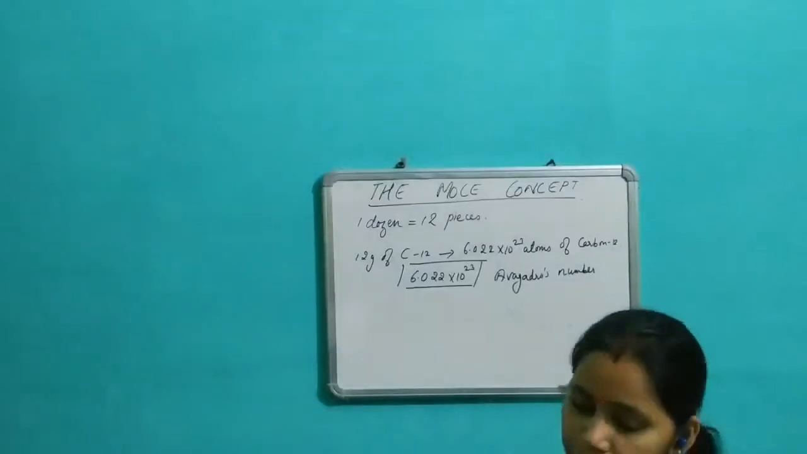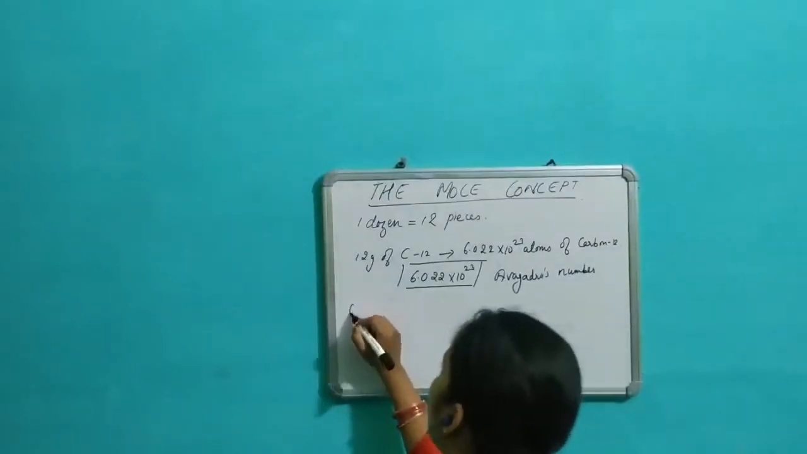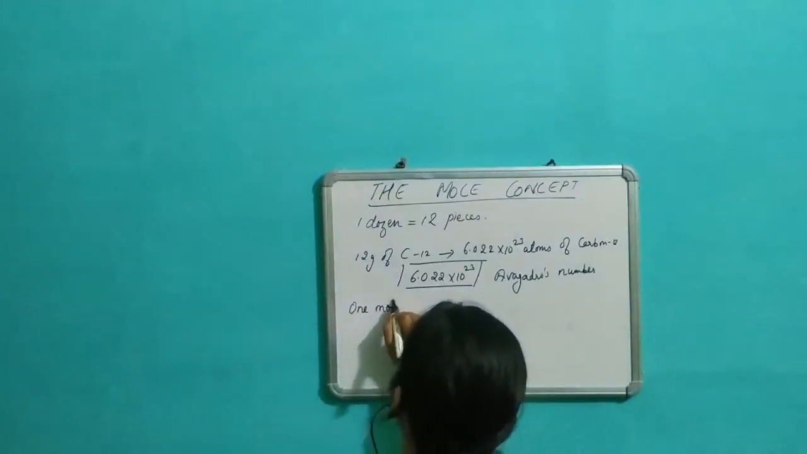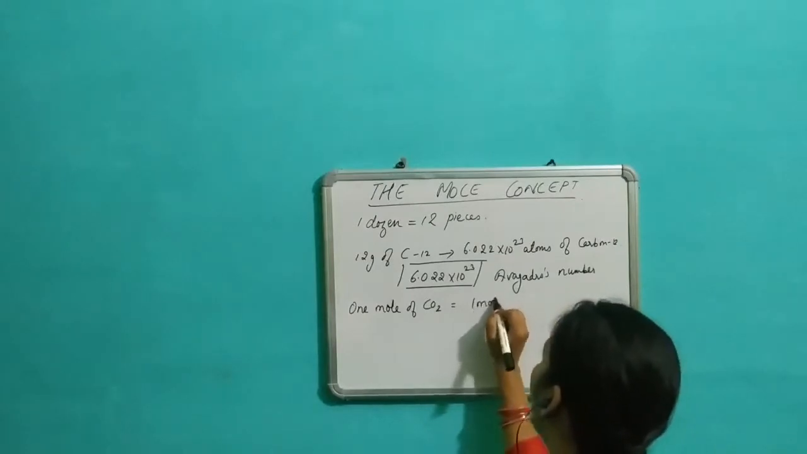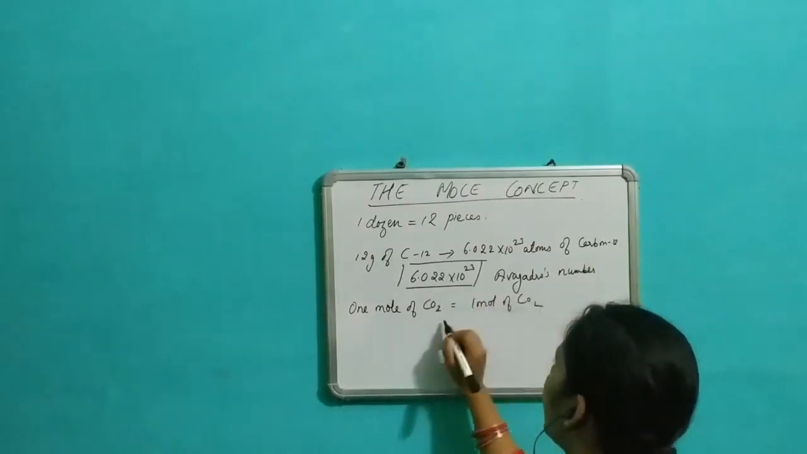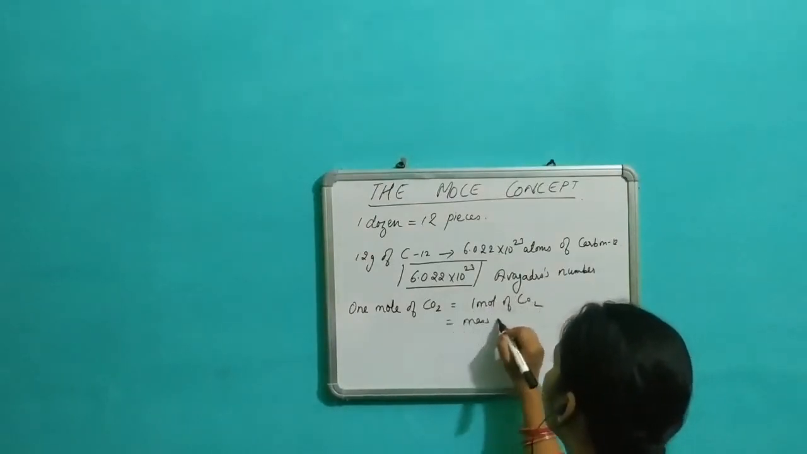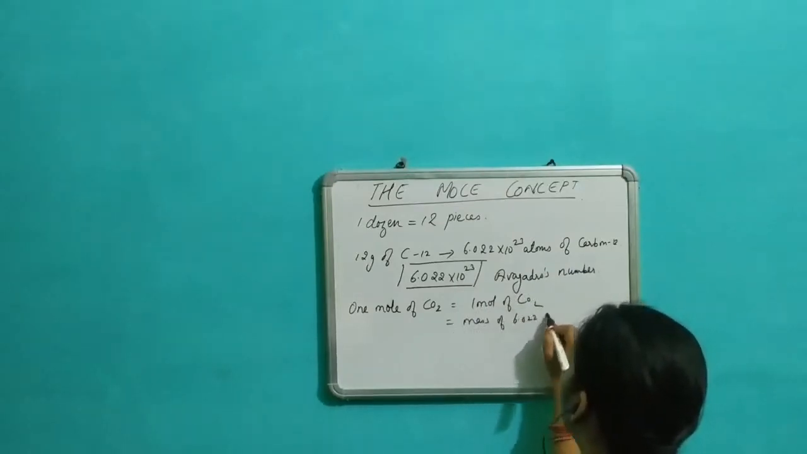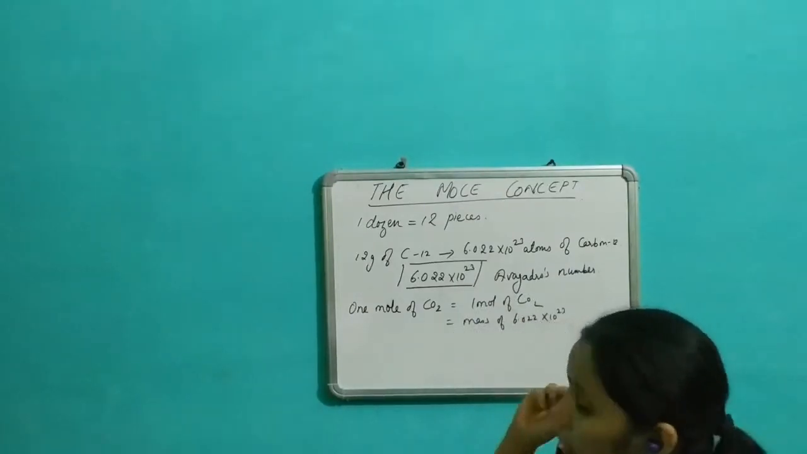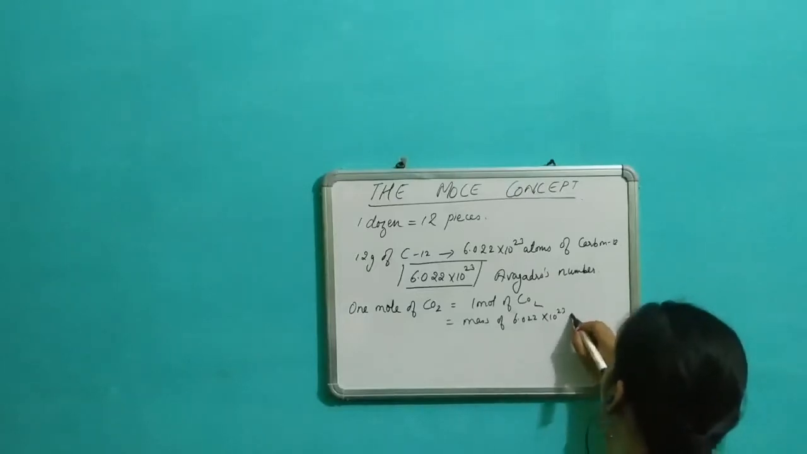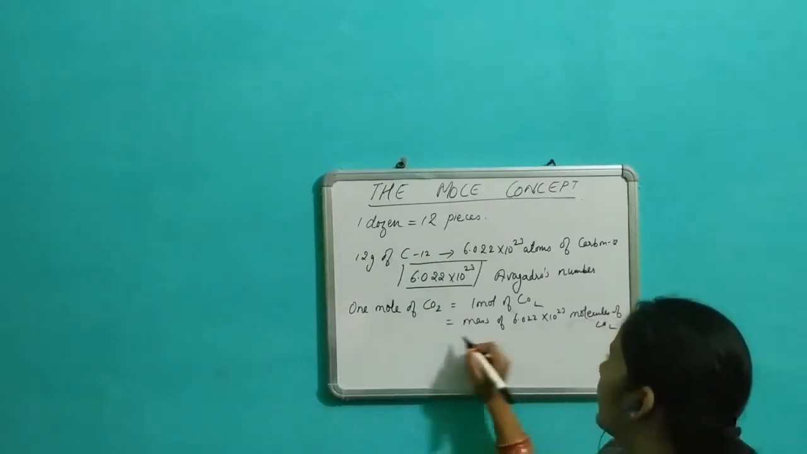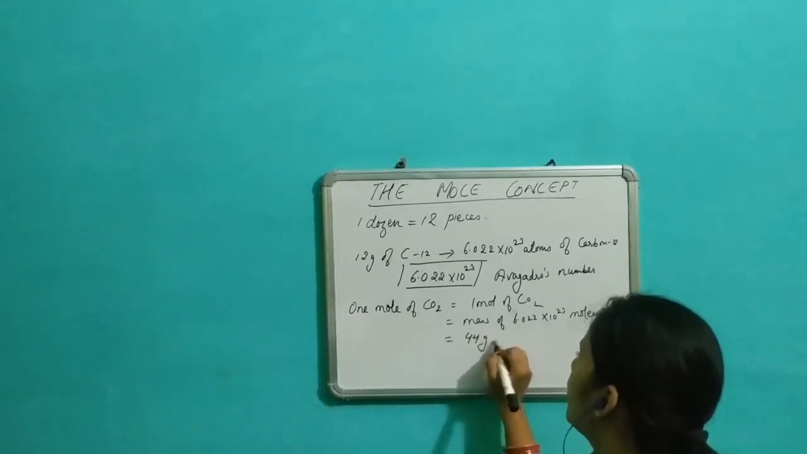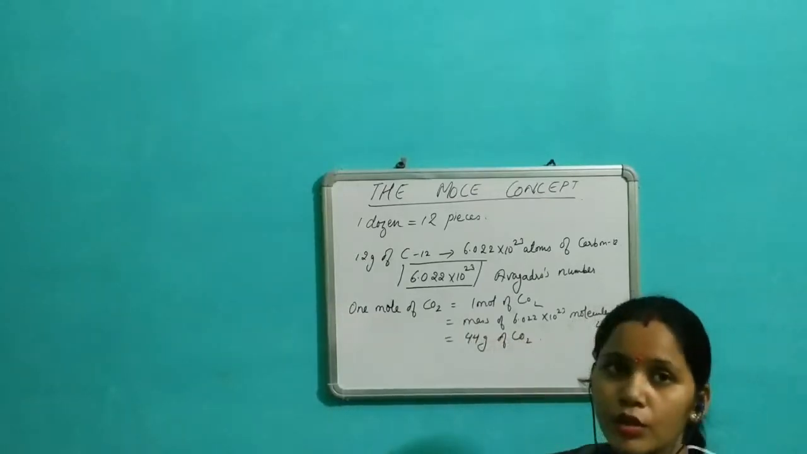Okay, for example, if I say 1 mole of carbon dioxide, so 1 mole of CO2, that is equal to the mass of 6.022 × 10^23 molecules of CO2, and that is equal to 44 grams of CO2.